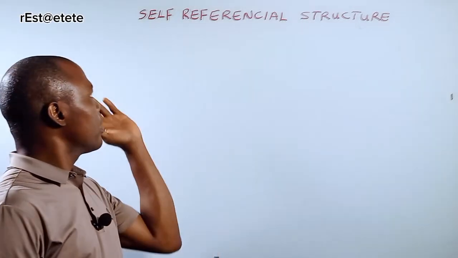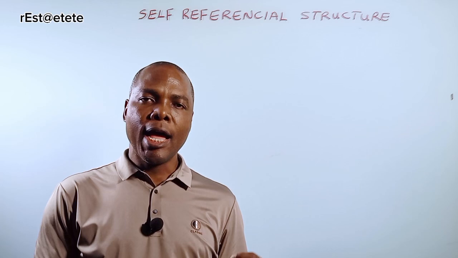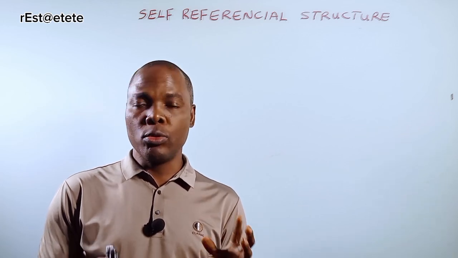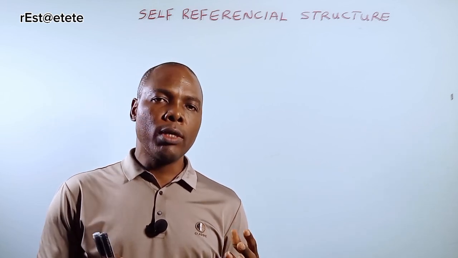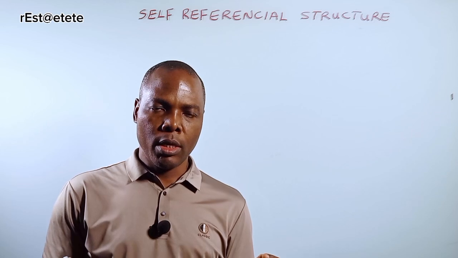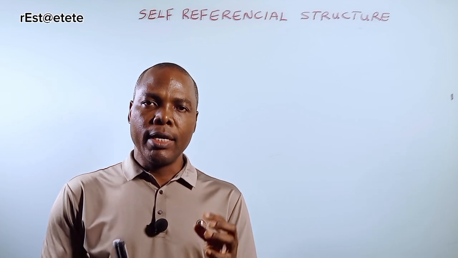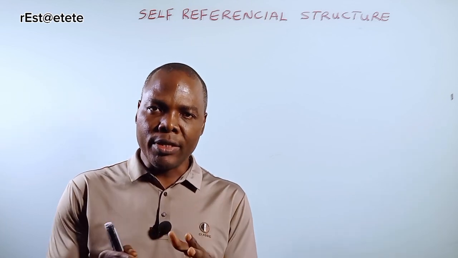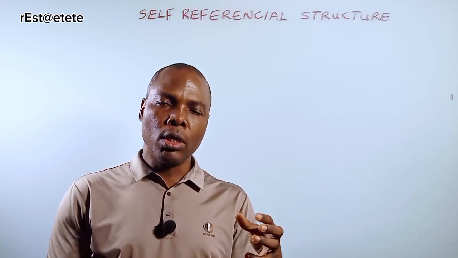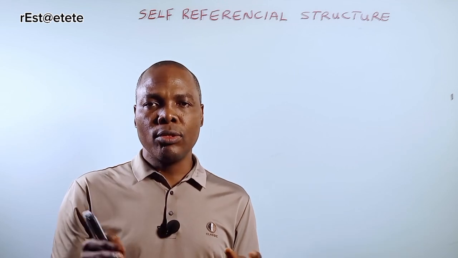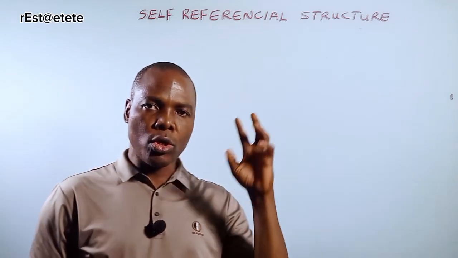Today we want to look at self-referential structure. So far, we have seen how structure enables us to group different types of data under one name, right? What if we want our structure to be flexible? Unlike an array, once an array is declared, it cannot increase or decrease at runtime. But what if we want our structure to connect to another structure of the same type? This is where self-referential structure comes in.